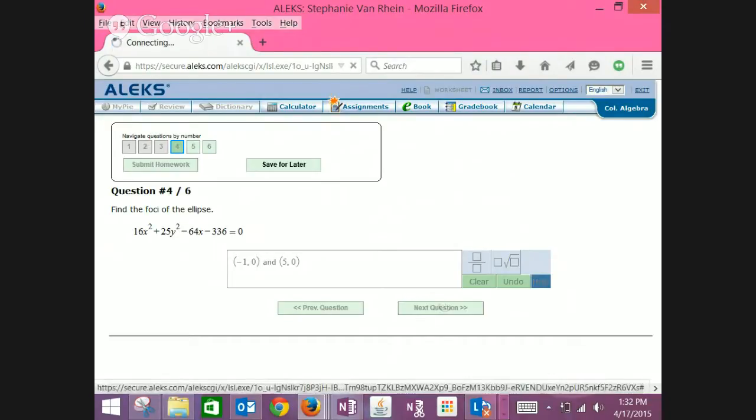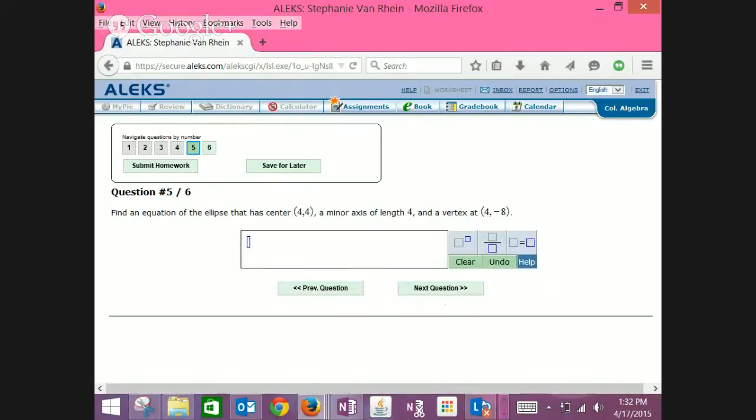Let me hit the next question. Find the equation of an ellipse that has a center 4, 4, minor axis length of 4, and a vertex at 4, minus 8.